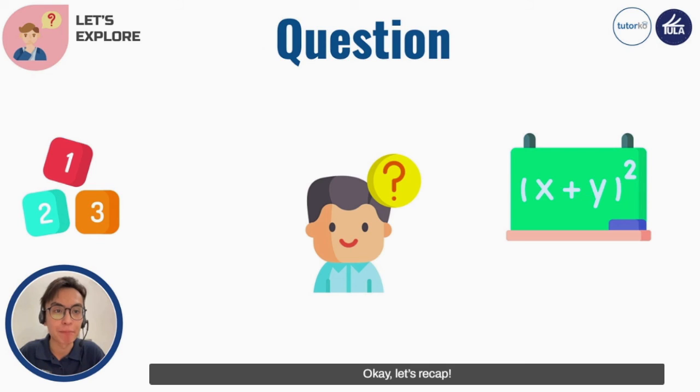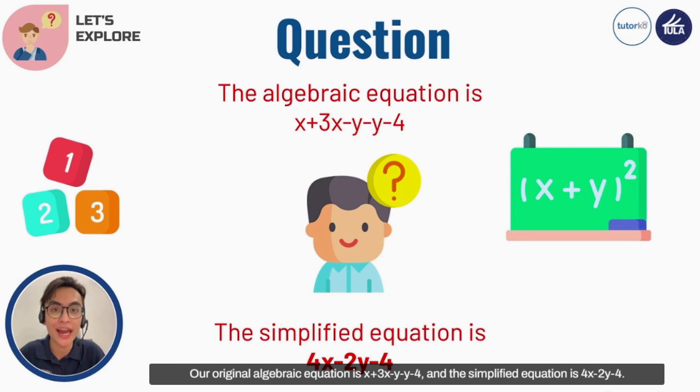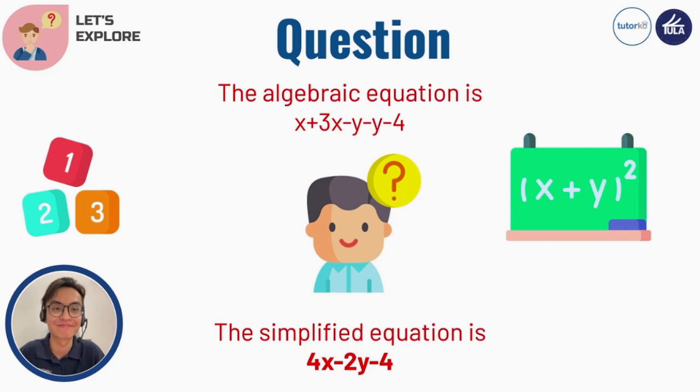Okay, let's recap. Our original algebraic equation is x plus 3x minus y minus 4. And the simplified equation is 4x minus 2y minus 4.